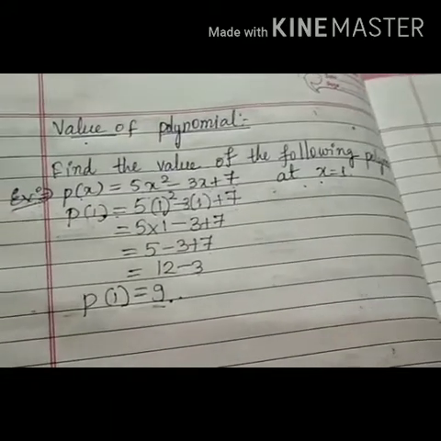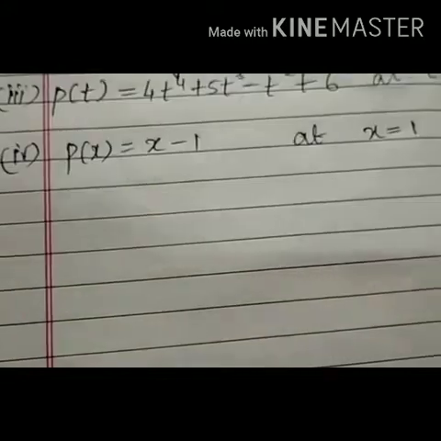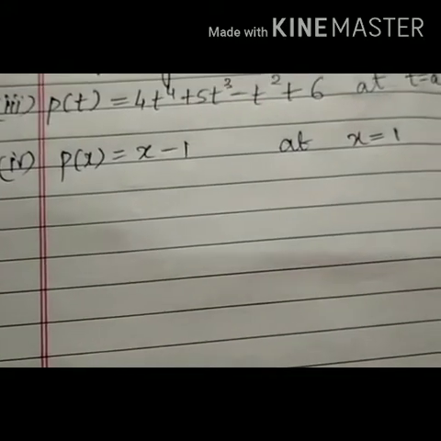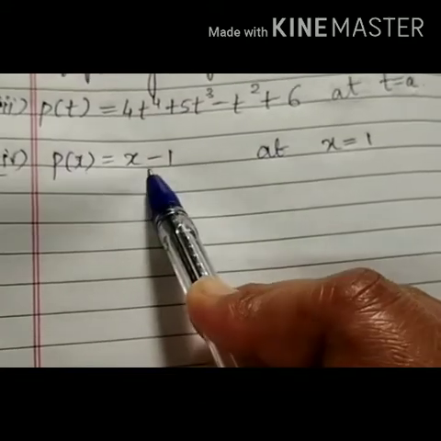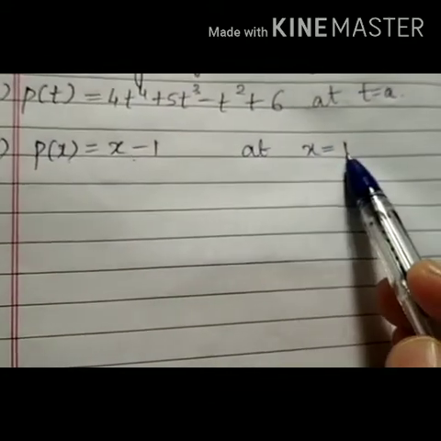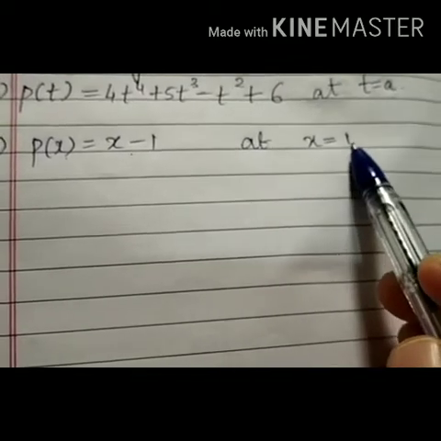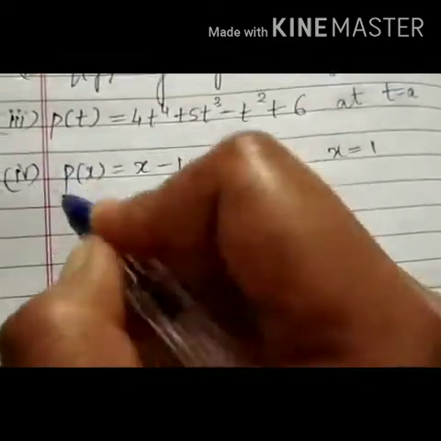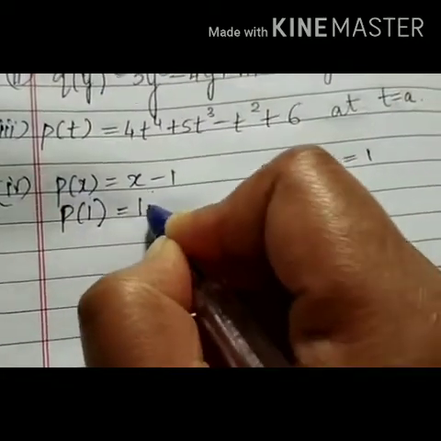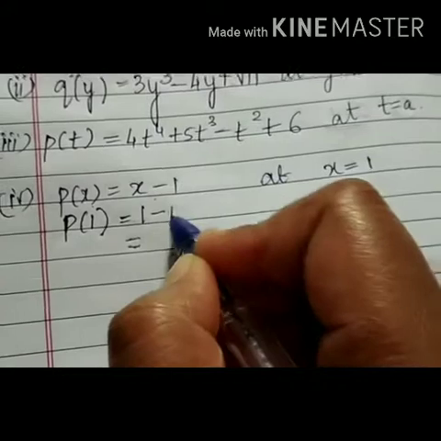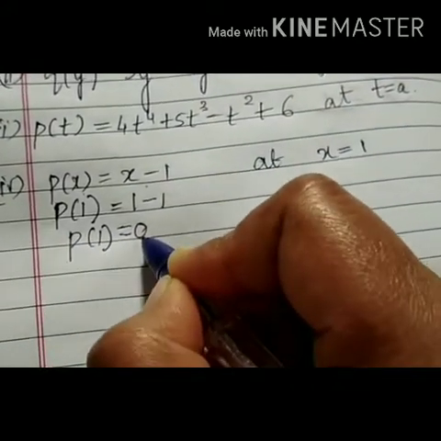Okay, let us find some more. Let us take one more example and find the value of that polynomial. Let's consider this example. P of x is equal to x minus 1 at x is equal to 1. See, values can be any value given for x, and that same value should be substituted here. Now P of 1 is equal to 1 minus 1. Here 1 minus 1 becomes 0. That means P of 1 is equal to 0.